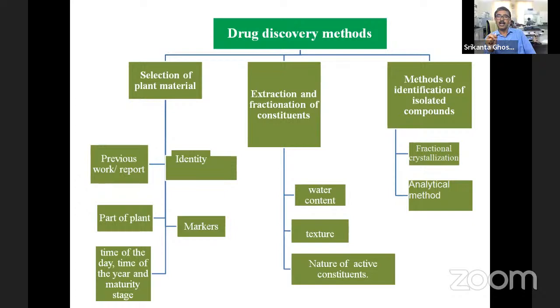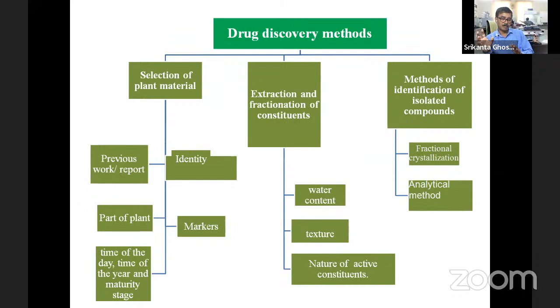For identity, you can see the reports available; the literature scan is very crucial. From that, you can get lots of information. I only told the part of the plant, but also the time of the day, time of the year, and the maturity stage. What level of maturity? Is it at the flowering stage or the fruit stage? If it is the fruit stage, you are getting that particular raw material at a particular time, not throughout the year.